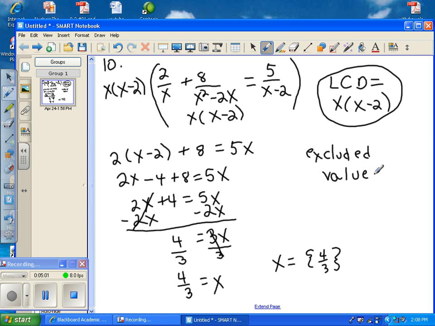I hope you're getting used to my handwriting. My excluded values are any values that would make my denominator have a 0 in it. Well, certainly if I have an x, that's going to give me x equals 0. And for x minus 2, I solve that set equal to 0, and I get x equals 2. That means once I find my answer, if that answer is either 0 or 2, I can't use it as an answer, because when I plug it back in to my original equation, I would get 0 in the denominator.